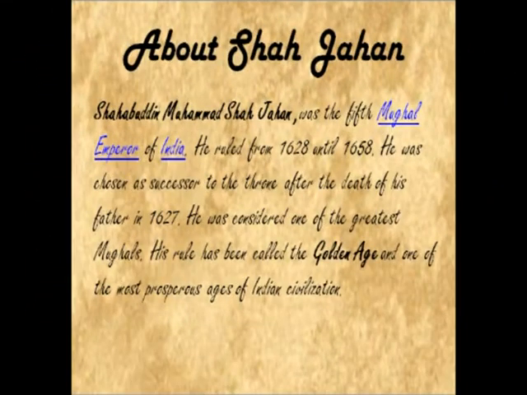About Shah Jahan. Shahabuddin Muhammad Shah Jahan was the fifth Mughal Emperor of India. He ruled from 1628 until 1658. He was chosen as successor to the throne after the death of his father Jahangir in 1627. He was considered one of the greatest Mughals. His rule had been called the Golden Age and one of the most prosperous ages of Indian civilization.